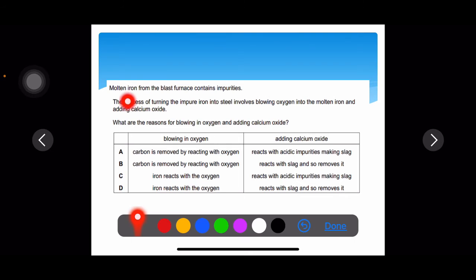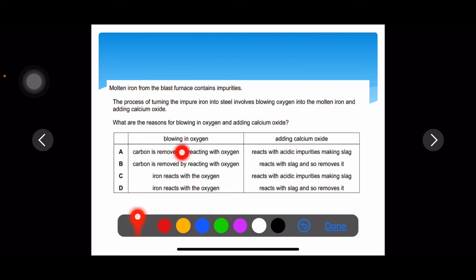Next question says molten iron from the blast furnace contains impurities. So again, this is the step after extraction is done. The process of turning the impure iron into steel involves blowing oxygen into the molten iron and adding calcium oxide. What are the reasons for blowing in oxygen? Blowing in oxygen we do to remove any impurity like carbon, like sulfur, and we add calcium oxide to remove impurities like silicon or any acidic impurity to make the slag.